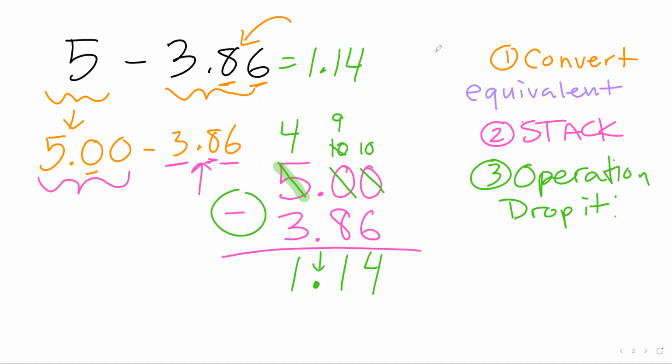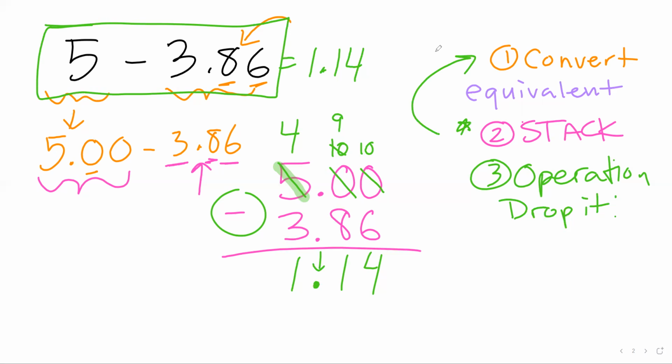Okay, so again, what's really important about this skill is understanding where your place values are. That second step's important and it's really hard to do if you don't do step 1. So continue to practice this.